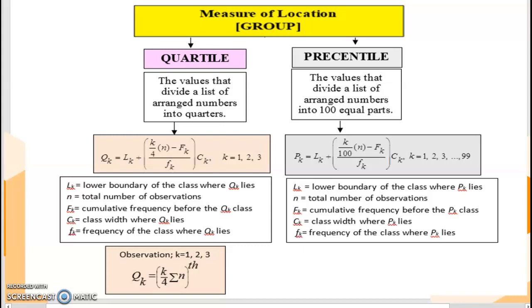Hi everyone, in this video we are going to find quartiles for grouped data. Quartiles are the values that divide a list of arranged numbers into quarters. So we have the first quartile, second quartile and third quartile.